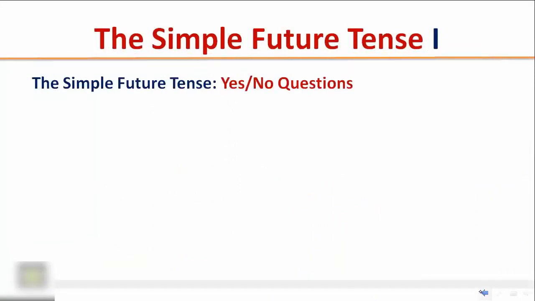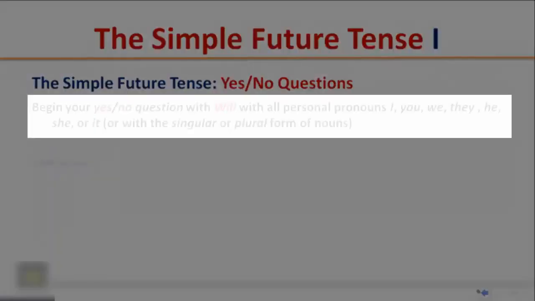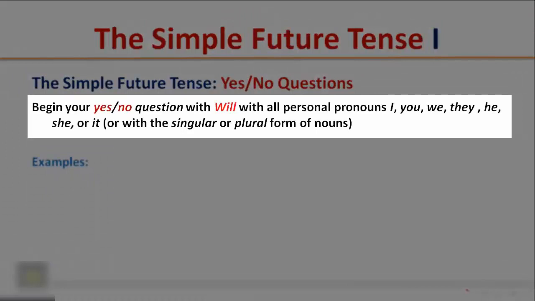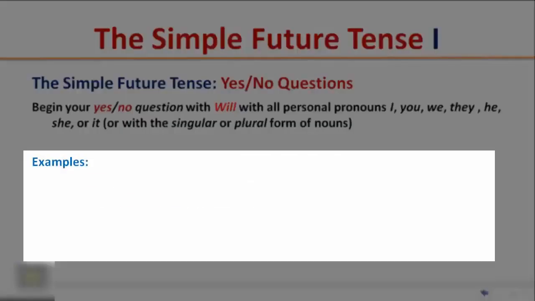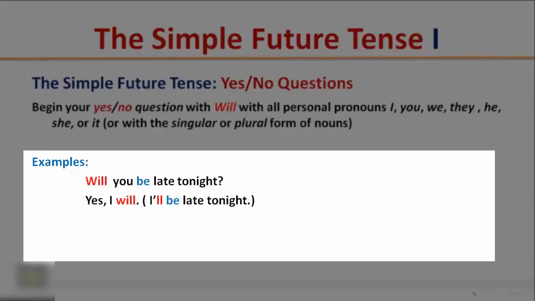The simple future tense, yes-no questions. Begin your yes-no question with will with all personal pronouns I, you, we, they, he, she, or it, or with a singular or plural form of nouns. Examples. Will you be late tonight? Yes, I will. I'll be late tonight.